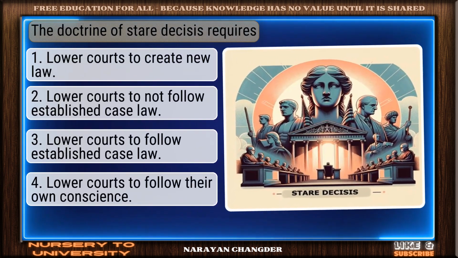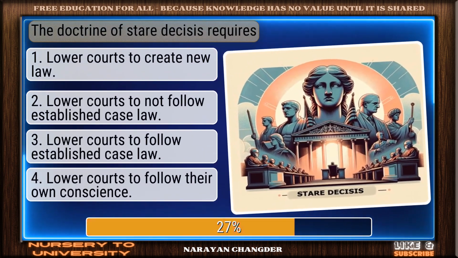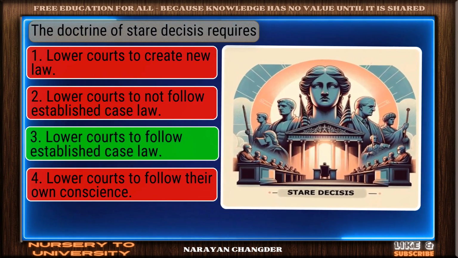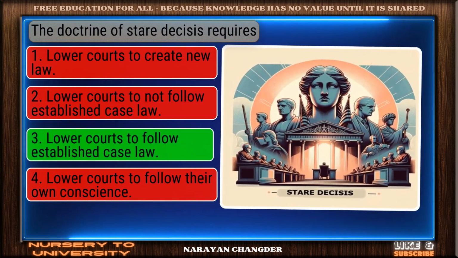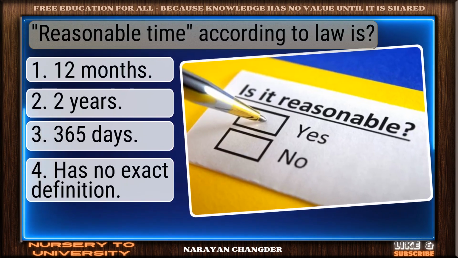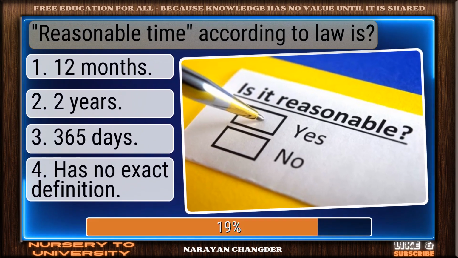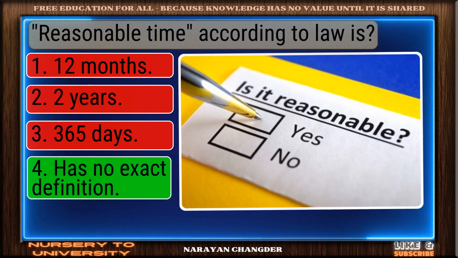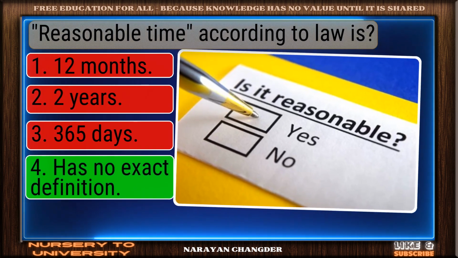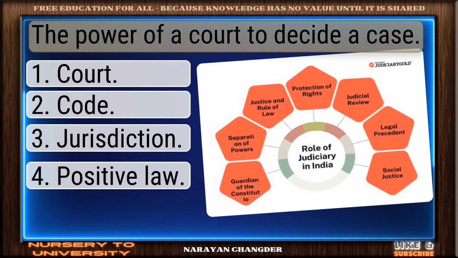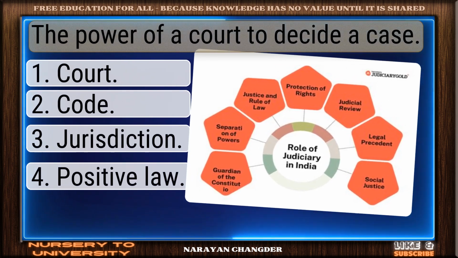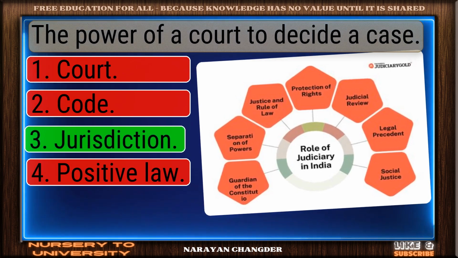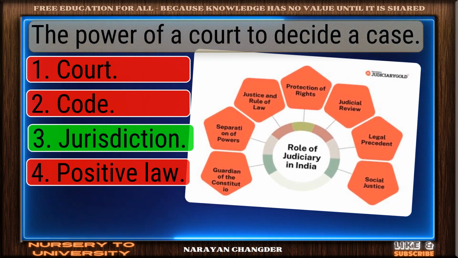The doctrine of stare decisis requires. Strong choice. Lower courts to follow established case law is the right answer. Reasonable time, according to law, is. Excellent choice. Has no exact definition is the right answer. The power of a court to decide a case. Well done. Jurisdiction is the right choice.